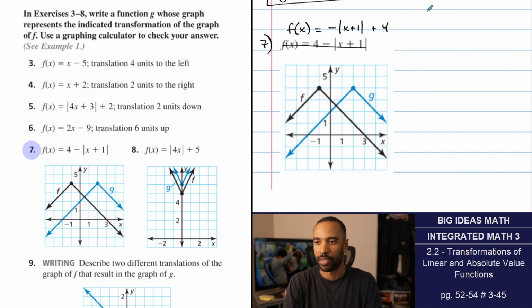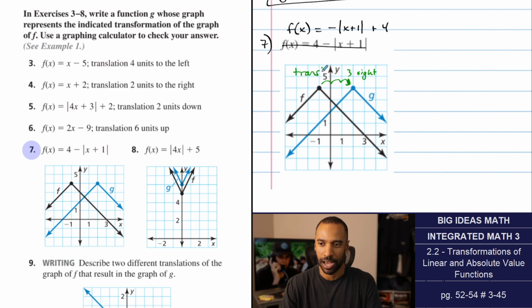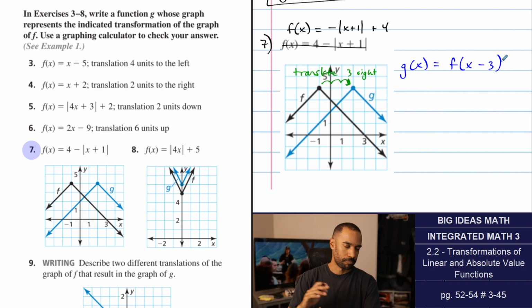Anyway, so there's the original f graph. Now what happened to g? It looks like it's translated 1, 2, 3 to the right, and it's much more easily recognizable. I should probably say translate 3 to the right. It's much more recognizable in an absolute value function which way you translate because there's a vertex there, whereas a linear function doesn't change its behavior ever. So if I'm translating 3 to the right, g of x will be taking your f of x equation, and 3 to the right means the minus 3.